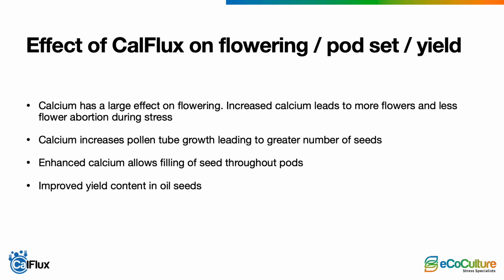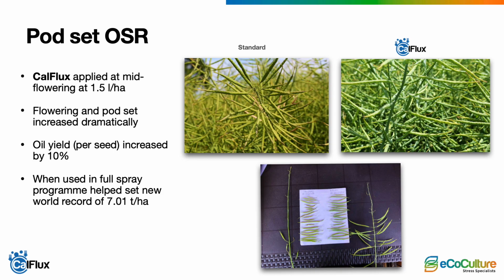Improved pod set. Effect of Calflux on flowering. Pod set and yield: calcium has a large effect on flowering. Increased calcium leads to more flowers and less flower abortion during stress. Calcium increases pollen tube growth, leading to a greater number of seeds. Enhanced calcium allows filling of seed throughout pods, improving yield content in oil seeds.